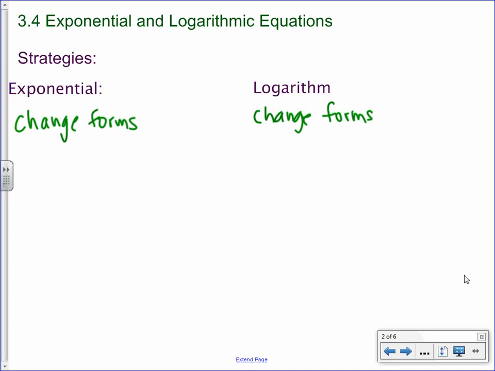The one-to-one property, there is a one-to-one property for both logarithmic and exponential functions. Whether we rewrite these to be the same base and we compare exponents, or if we have logarithms that are equal, we know what's inside is equal.